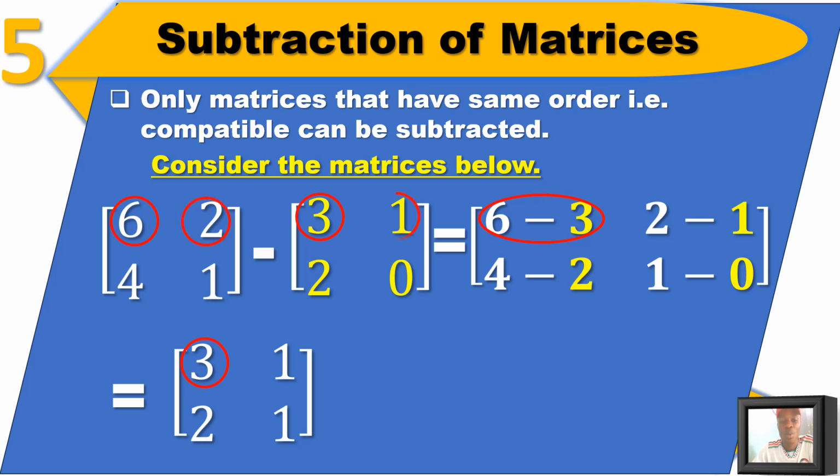Another one is 2 and 1. 2 and 1 can be subtracted. So 2 minus 1 giving us the 1. Then we also have 4 in row 2 and column 1 corresponding to 2. So 4 minus 2 giving us the 2. Then we also have 1 and 0. These ones are in the same position, so we subtract them and we'll get a 1. Is that okay? Now, perfect.